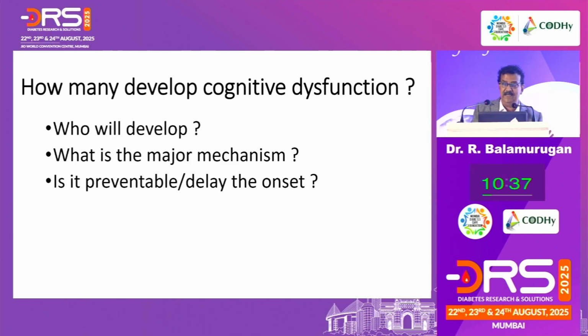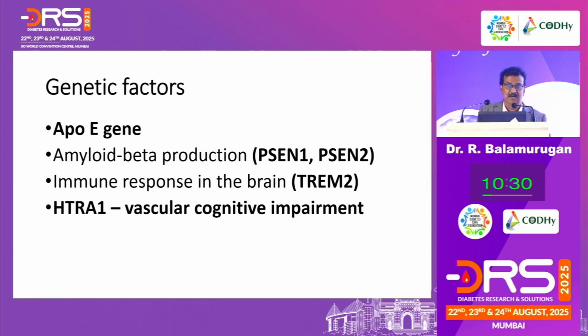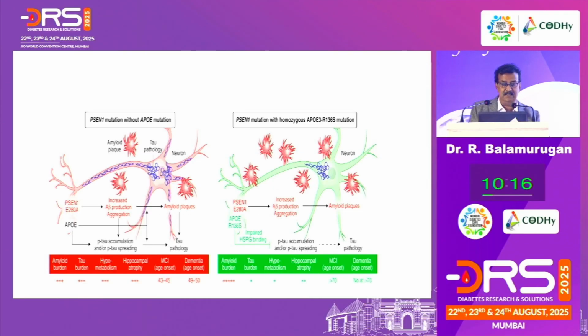So how many people develop cognitive dysfunction? Who will develop it? What is the major mechanism? Is it preventable, or is the onset delayed? Look at the genetic factors: the ApoE gene, amyloid beta production, immune response in the brain, TREM2, and vascular cognitive impairment. These are all the factors indicated in genetic factors. Here, on the left hand side you can see PSEN mutation without ApoE mutation, and on the right hand side you can see PSEN1 mutation with homozygous ApoE3 Christchurch mutation.